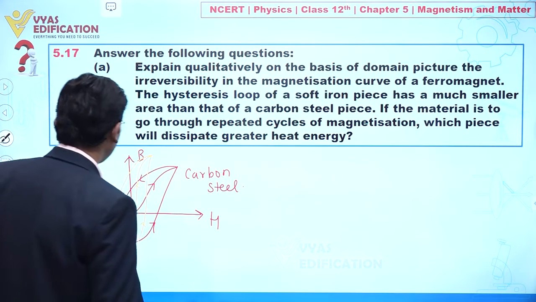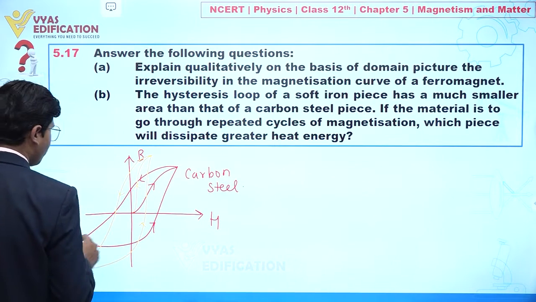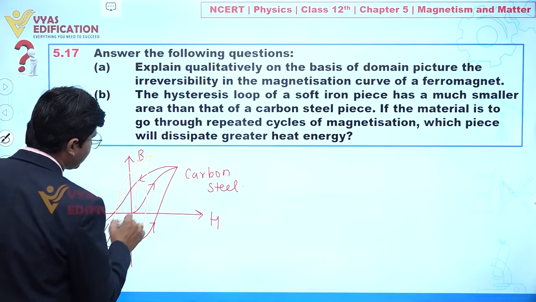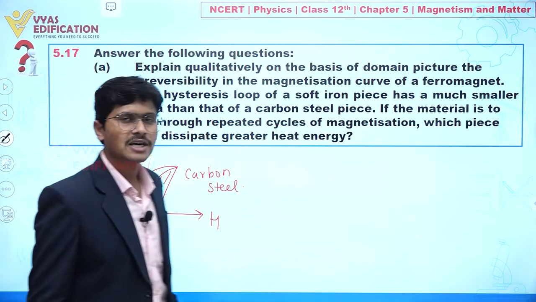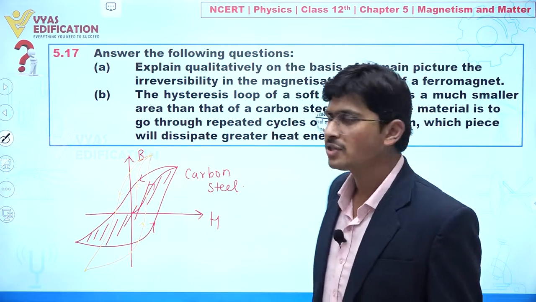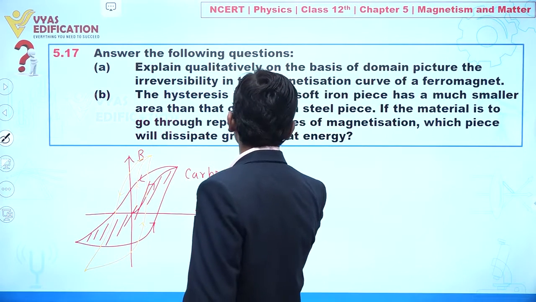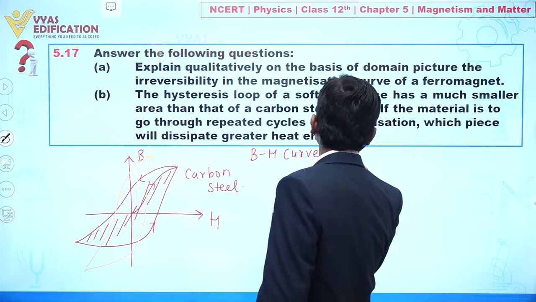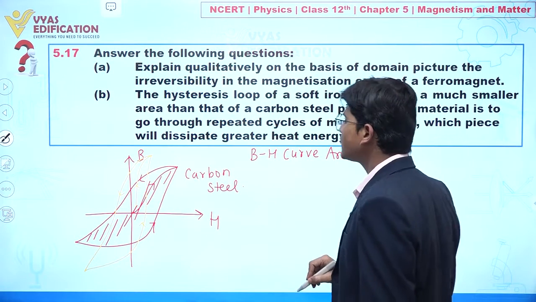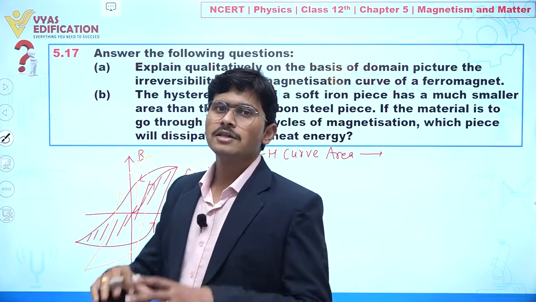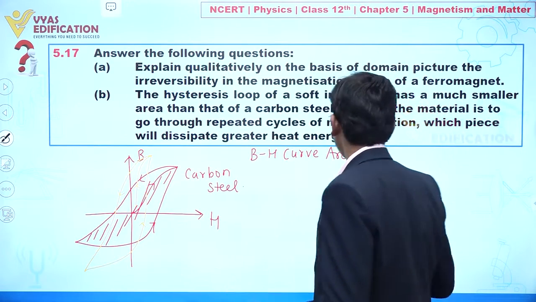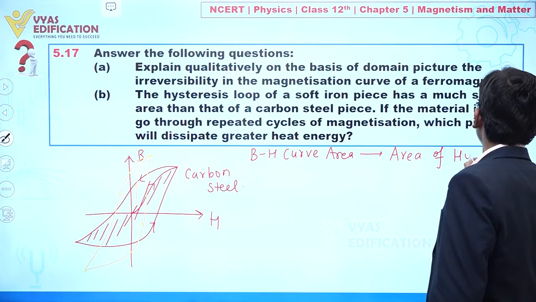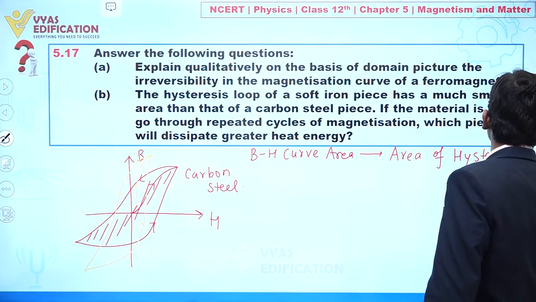So now from here you can see, if we talk about the total area of the BH curve, you can see that the BH curve area is more for carbon steel. Clear? So I can say BH curve area, or we can say the area of this hysteresis loop.